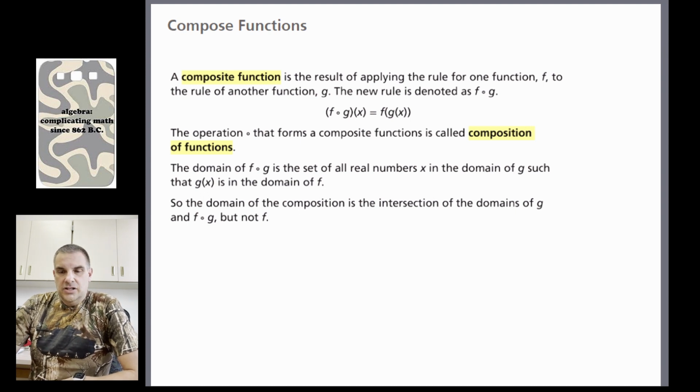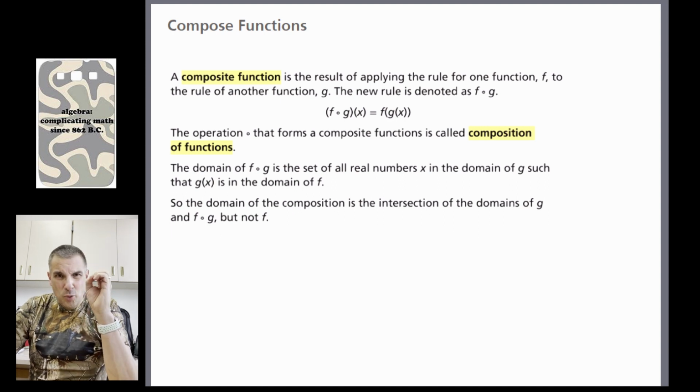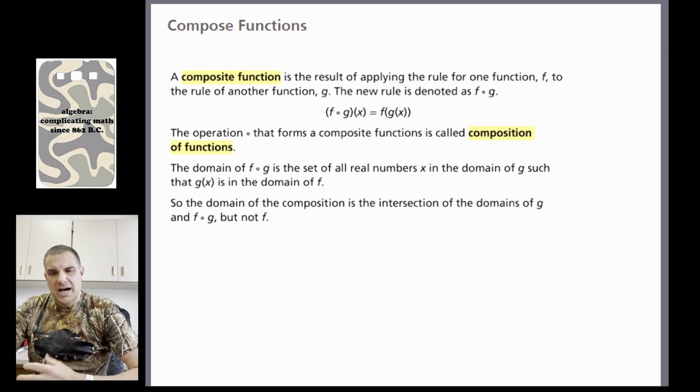A composite function is the result of applying the rule of one function f to another function g to create a new rule. That new rule is denoted as f of g of x, f of g, kind of an f-circle-g situation. And notice that circle is an open circle. It's not closed. Closed means multiply. Open means it's a composite function.